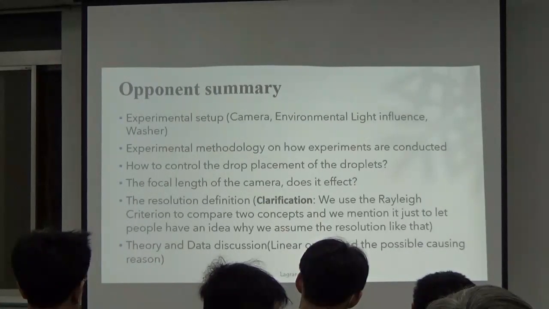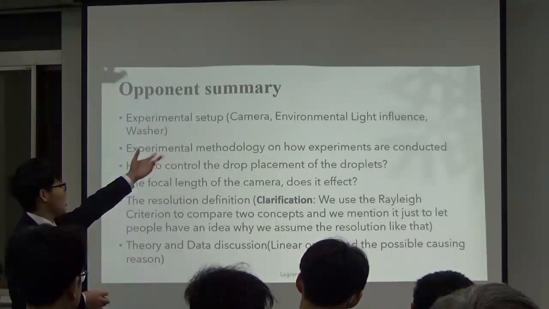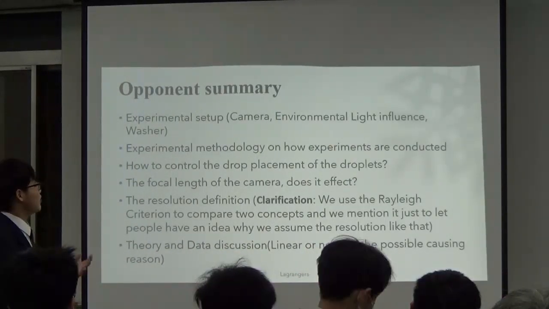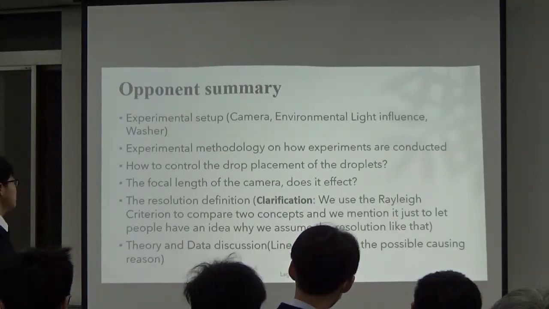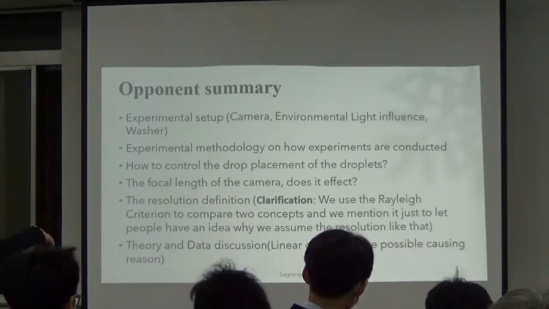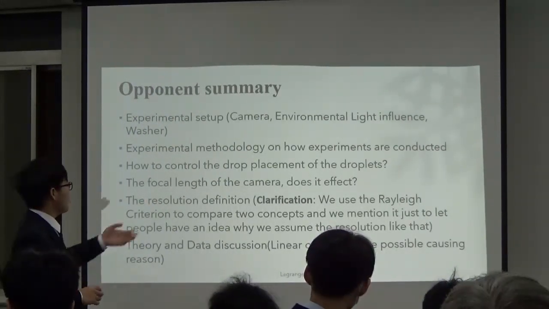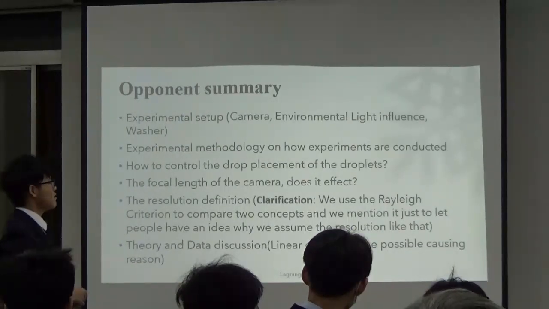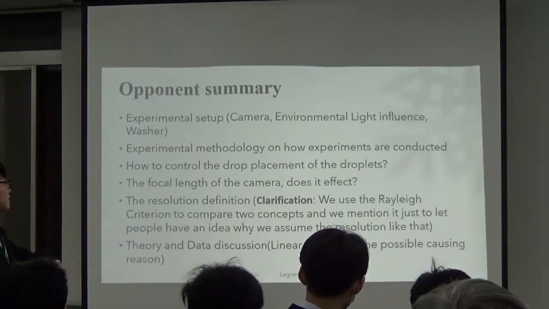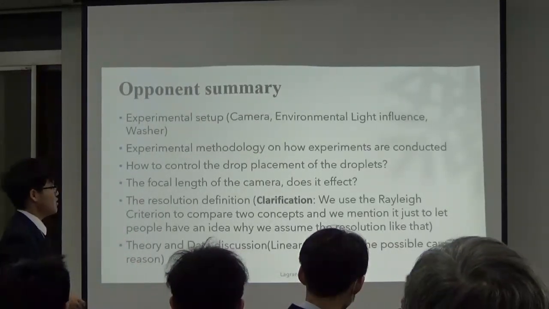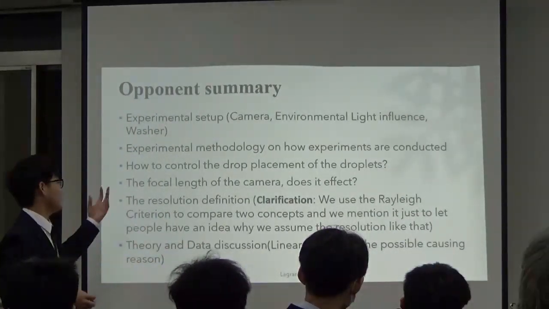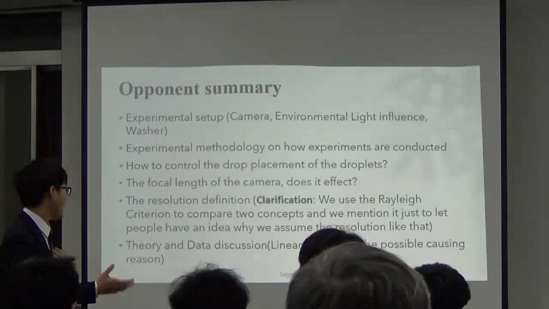Okay, for the clarification summary, we talked about the experimental setup, how the camera and the environmental light influence, and the washer. The experiment methodology is on how the experiments are conducted. How do we control the placement of the droplets? We put them in the center of the washer. And the focal length of the camera, how does it affect? Well, it doesn't, because the camera has the same focal length in the washer. For the resolution definition, we use the Rayleigh criterion to compare two concepts, and we mentioned it just so that people have an idea why we assume the resolution like that.